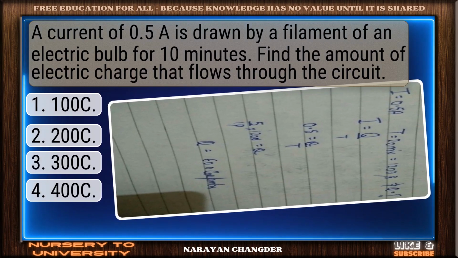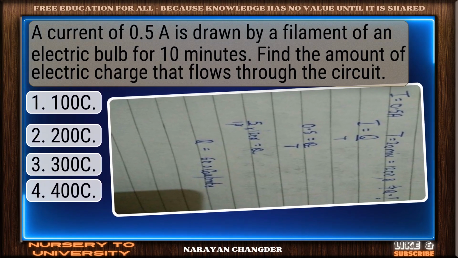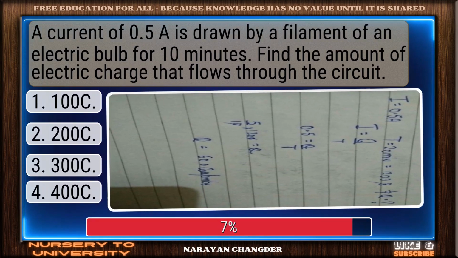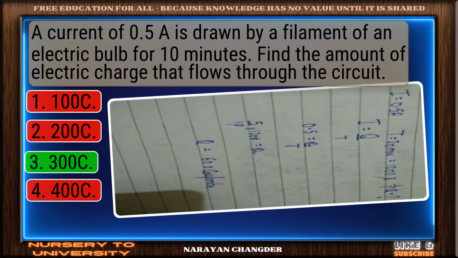A current of 0.5 A is drawn by a filament of an electric bulb for 10 minutes. Find the amount of electric charge that flows through the circuit. Solid response. 300C is valid.